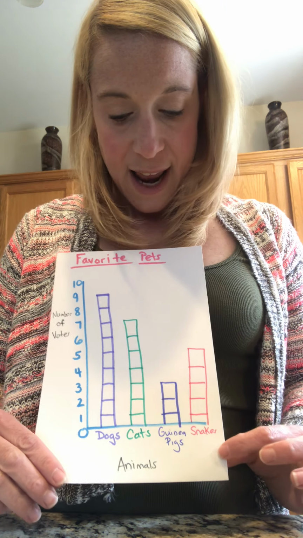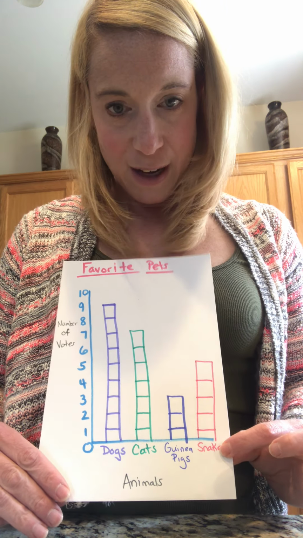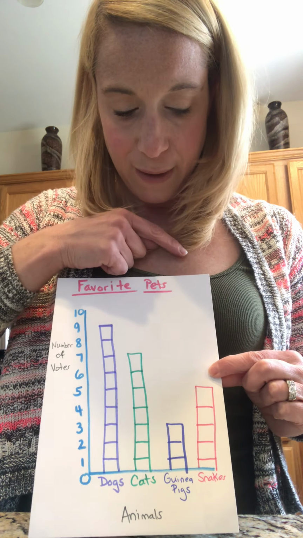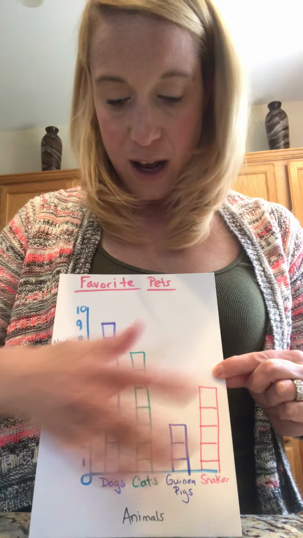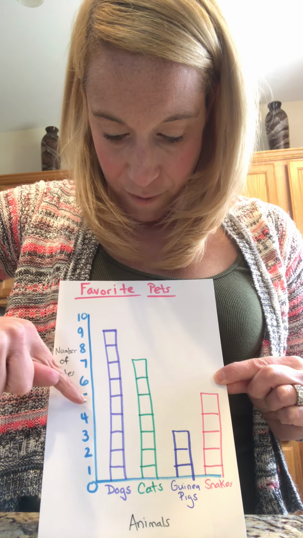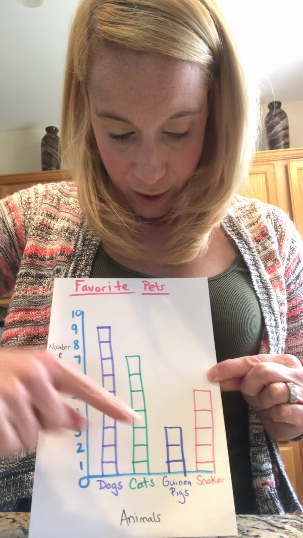And then for snakes, to count it, instead of just counting each box, I'm going to show you another way to figure out how many it is by looking at a bar graph like this. I can see that it comes to the 5th one. So let me see if I'm correct. 1, 2, 3, 4, 5. So that is 5 votes.